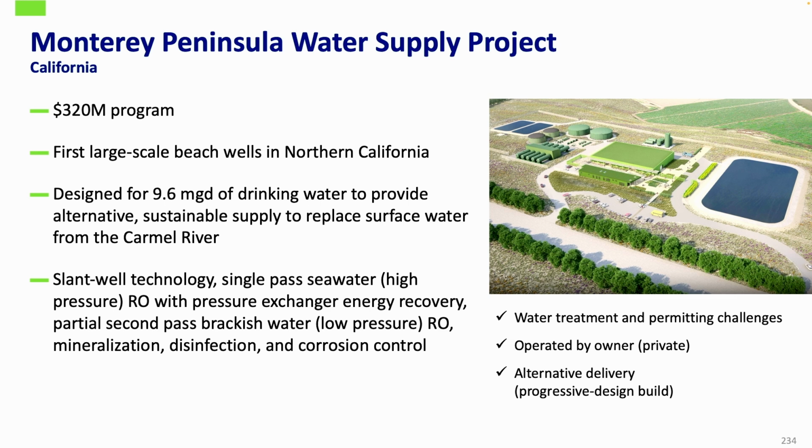It's a $320 million program, though the plant is not $320 million. I believe it's a little less than $400 million. The plant is designed for 9.6 MGD; in 2 phases, it would be 4.8, and then expand it further. And then what they're using is a slant well technology where they're not having an open intake where you worry about impingement and entrainment of sea creatures. So they're taking it below the ocean floor, basically like a well, and these are slant wells that they use. And this is the first such technology used in Northern California.